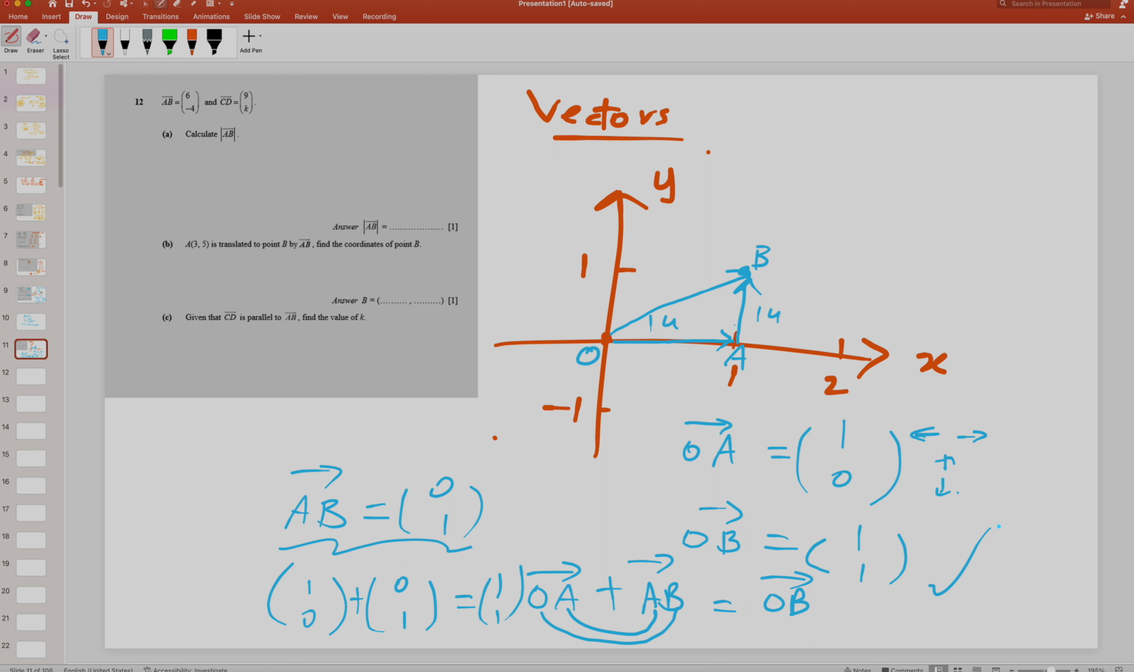So now we go back to this. Your AB is this, and they ask for the absolute value of this. You know what the meaning of absolute is? No, absolute of a vector means you want the magnitude. How big? Just one. So in this case it's 1.